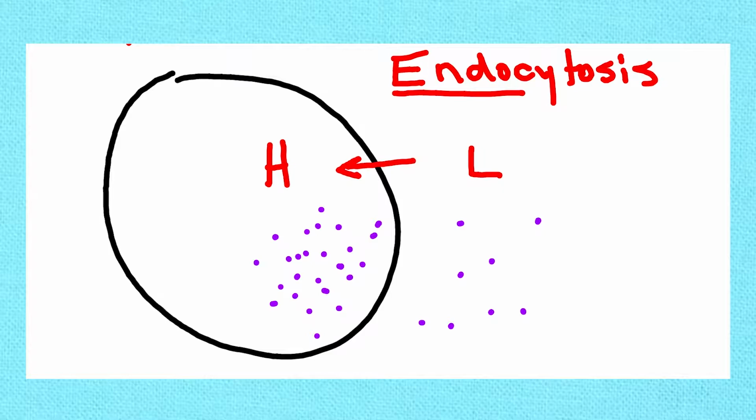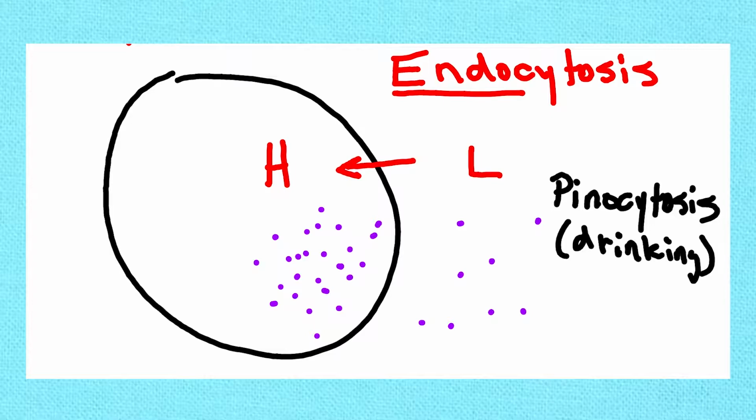The cell will actually do what's called cell drinking, or pinocytosis. The easiest way I always remember cell drinking is like Pinot, like a wine. If you're having trouble remembering which is which, I drink wine, I don't eat wine. So pinocytosis is the cell drinking.